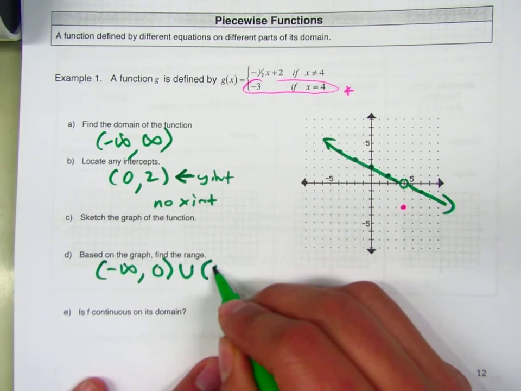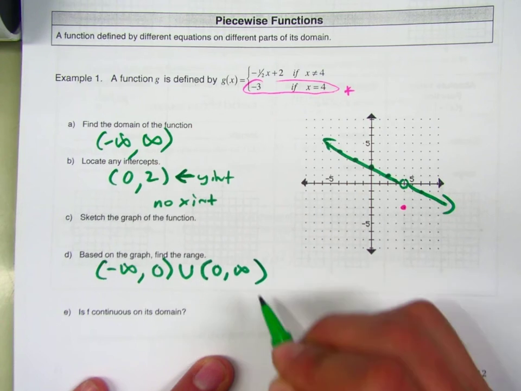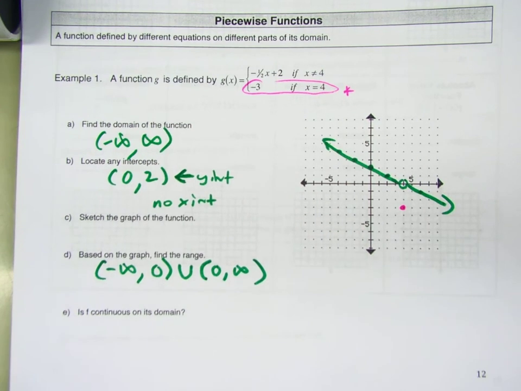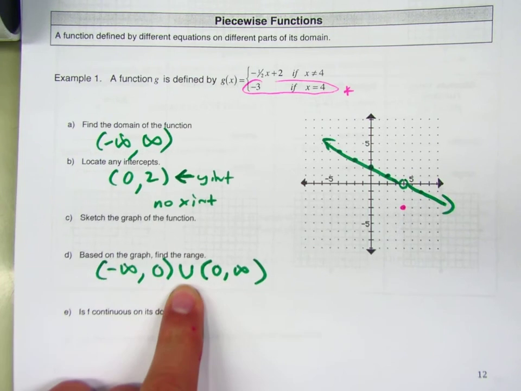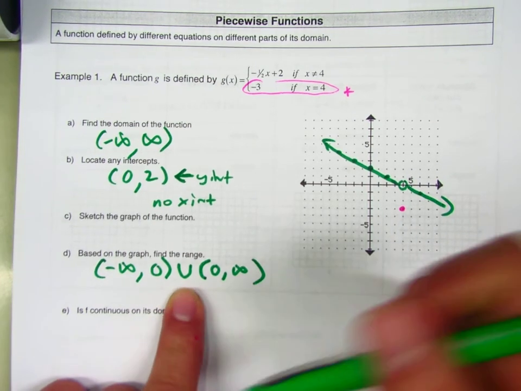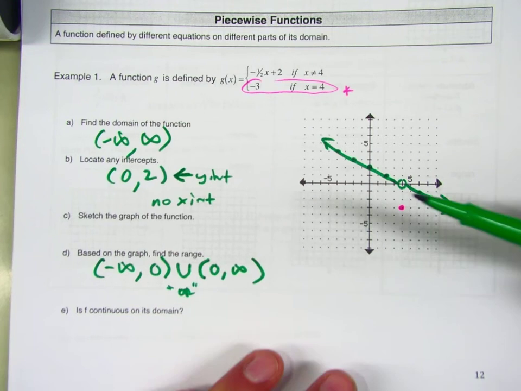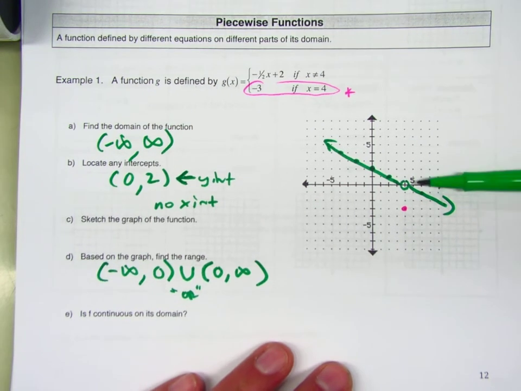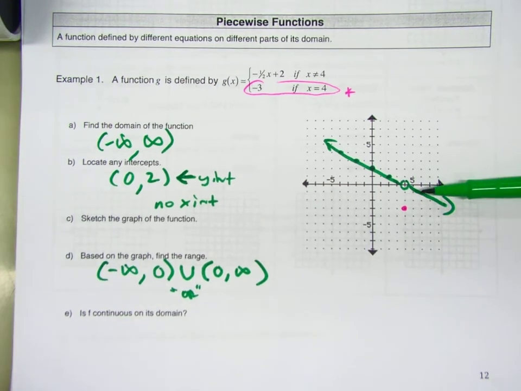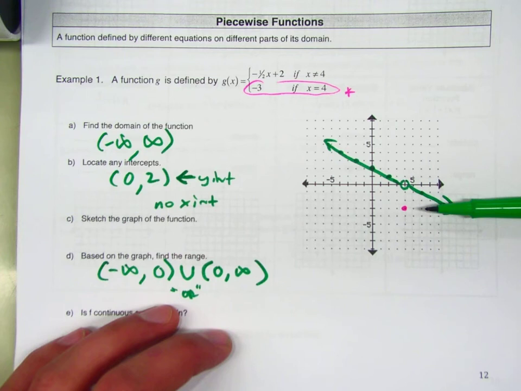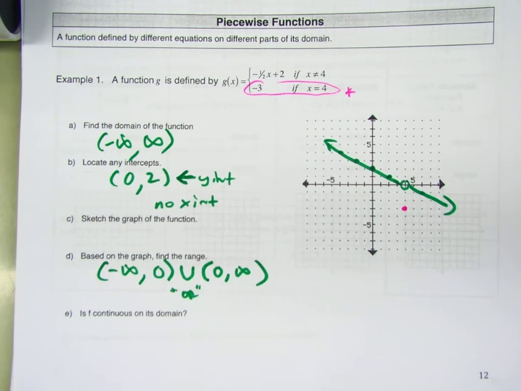And then we do pick up immediately after 0, so we just use open parentheses there. Okay? This is the fancy symbol for union, which really just translates to the word or. In other words, our domain is from negative infinity to 0, or, range is from negative infinity to 0, or from 0 to infinity, not including 0, because there's a hole there.